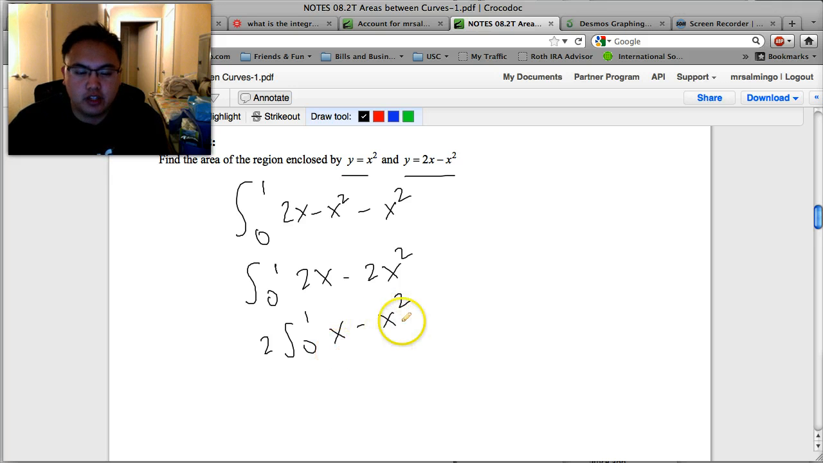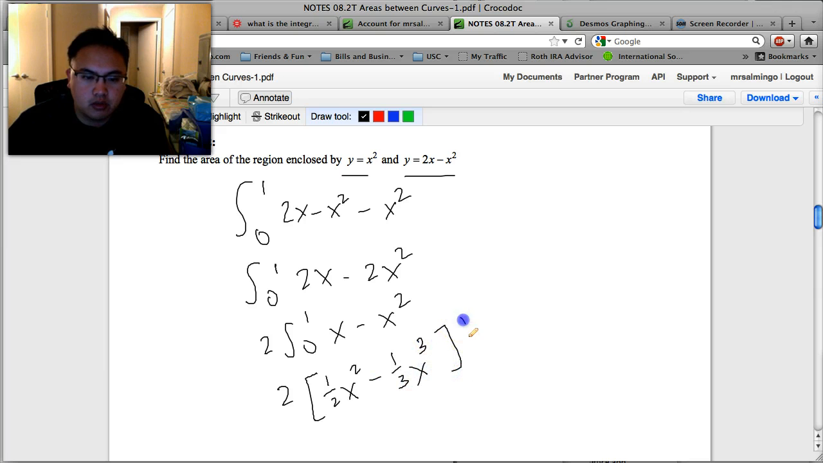I don't need u substitution. I know the antiderivative of both of these. Antiderivative of x is half x squared, and antiderivative of minus x squared is 1/3 x to the third, from 0 to 1. I will then plug in 1 and plug in 0 and see what I get. So remember that 2 is still on the outside.